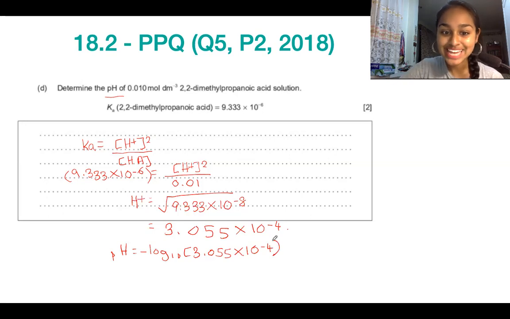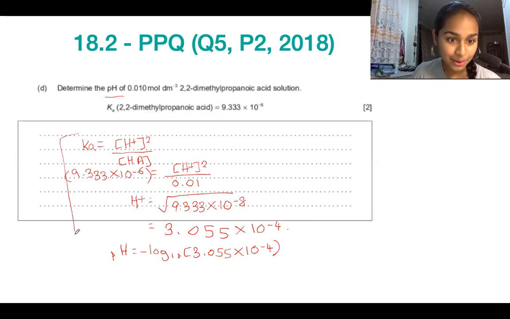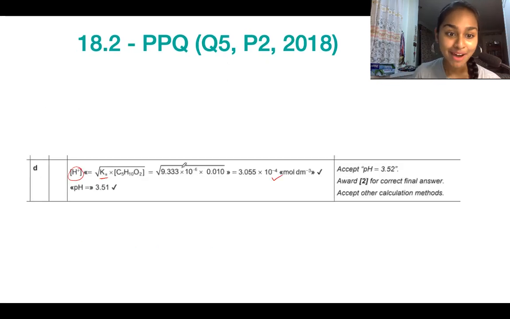Perfect. And in order to get our answer, I'm going to turn us over to our mark scheme. So what you can see over here is that we've got the first part of the answer just by solving for H plus using Ka. So that's that first part of our question here. And the second part you get from inputting this value into the pH equation, which is negative log to the base 10 of hydrogen ion concentration. So your final answer is going to be 3.51, and the IB accepts some leeway there as well.